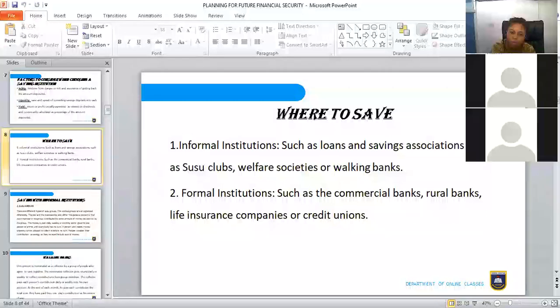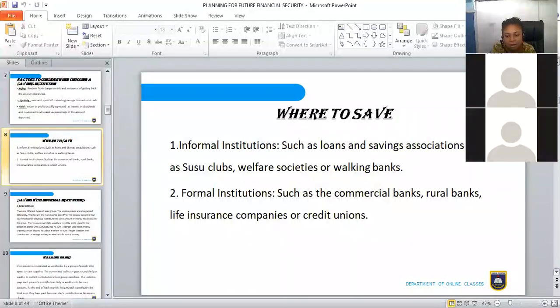Now, where will you save? Where to save? So we are going to talk about the two main ways. That is the informal institutions and then the formal institutions. When we talk about the informal institutions, we can talk about some of these savings and loan societies, the susu clubs, welfare societies, or the working banks. And then when we talk about the formal institutions, we are referring to the commercial banks, the rural banks, the insurance companies, and then the credit union. So we are going to take this one by one.